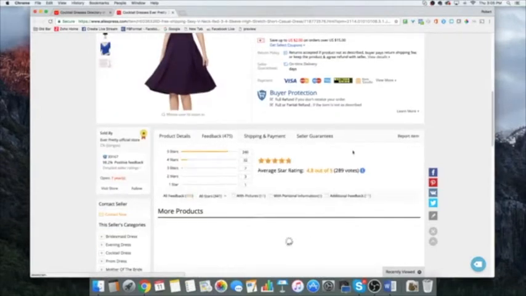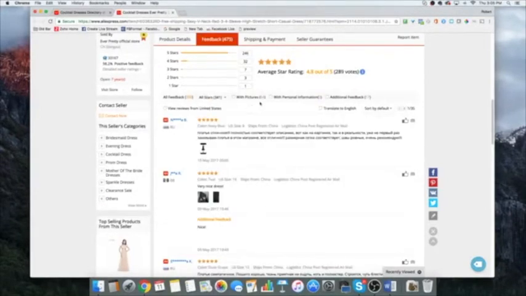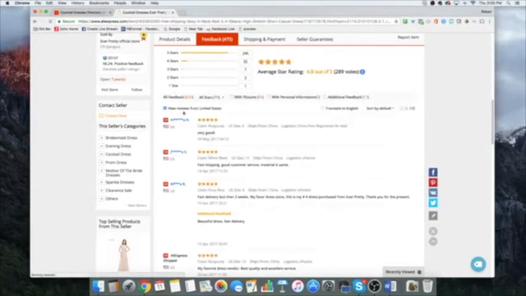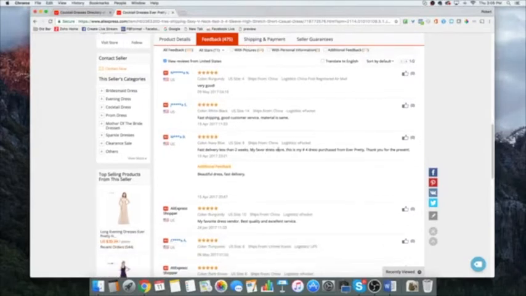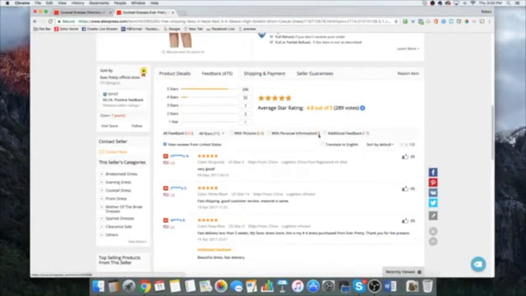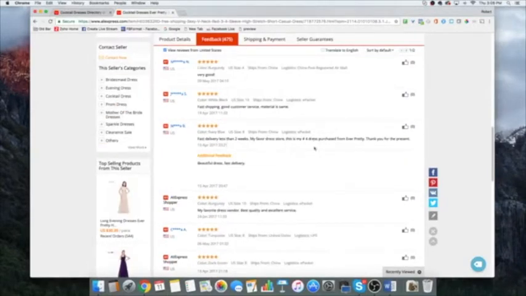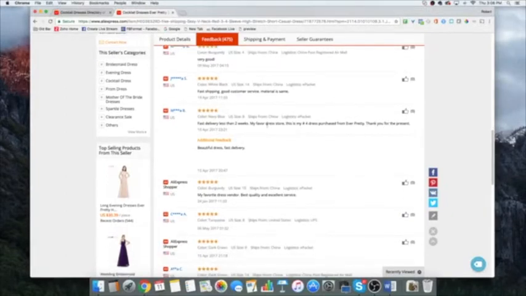Look at the feedback, and you can look at reviews from the United States. Very good, fast shipping, fast delivery, less than 2 weeks. My favorite dress store. This is my number 4 dress purchased from Everpretty, which must be this store up here. Yeah, Everpretty. So she's purchased four dresses from them, and thank you. She's liked it and she's going to keep coming back.